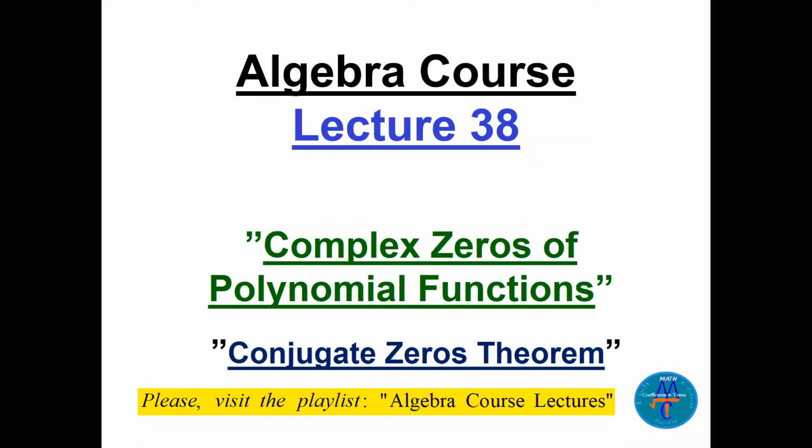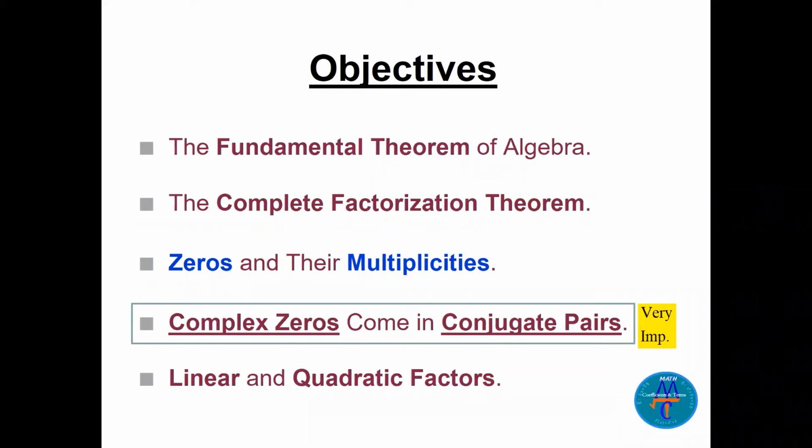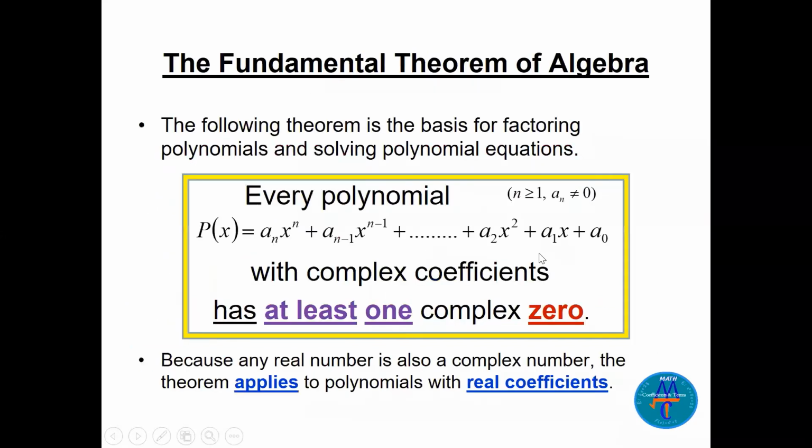This is a continuation of the Algebra course, lecture 38. This is the one before the last lecture. This is about complex zeros of polynomial functions. And we look at the Conjugate Zeros Theorem also. So these are the ideas and the objectives of this lecture. We will see all of them.